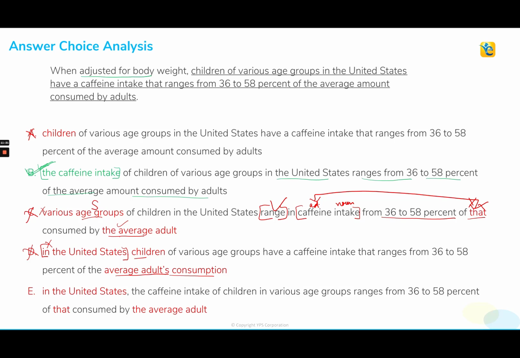Taking a look at choice E, well, yes, choice E uses the correct subject. As you can see, it does say the caffeine intake, but as I told you, it repeats that error of putting a barrier between the subject and the opening modifier when adjusted for body weight, and that barrier is this modifier. It can be placed later in the sentence, but this hindrance actually makes this choice incorrect. And once again, we have the same pronoun error that we saw in choice C with that, because again, in caffeine intake, caffeine is an adjective, it's not a noun, and so that cannot refer to it. And once again, we are talking about the average consumption. We are not talking about average adults in this sentence. So choice E is also out. So as we figured out earlier, choice B indeed is the correct answer for this question.